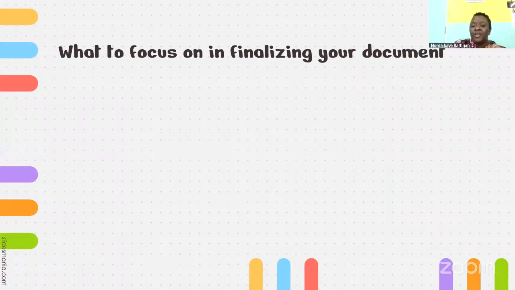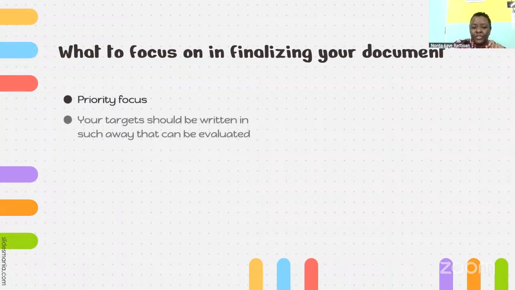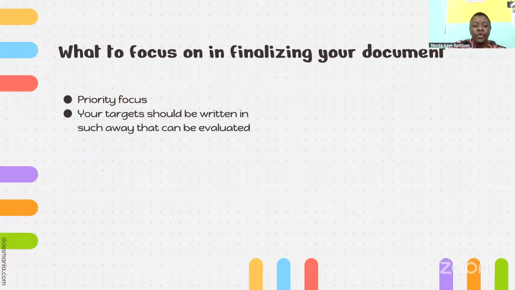Now, what to focus on in finalizing your document? Your priority focus. Your targets should be written in such a way that they can be evaluated. I would have given you an example. So you're moving from here to here. And why did I say that we need to do that? It will help you when you need to complete your evaluation matrix at the end of the academic year.